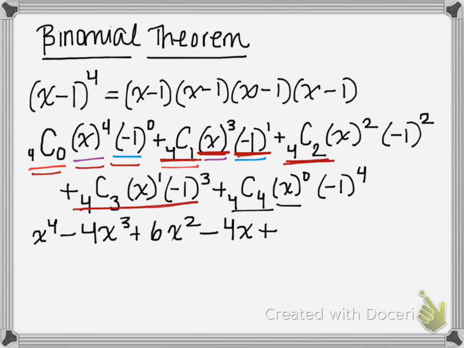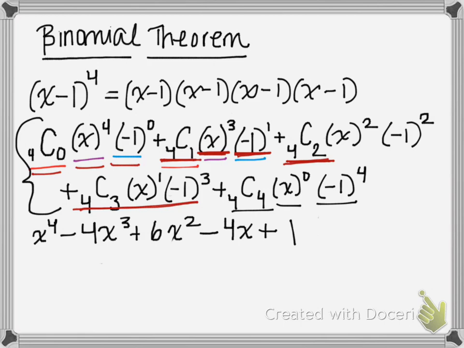x to the 0 is 1. And then I've got negative 1 to the 4th, which is 1. And that should be the expansion of x minus 1 to the 4th. You follow the pattern, and then you simplify. Looks like a little bit of a mess, perhaps, but think about it. This is going to be necessary in order to expand if we're going to be able to do very large expansions. And the really important thing is for you to understand the pattern, not just to follow the pattern.